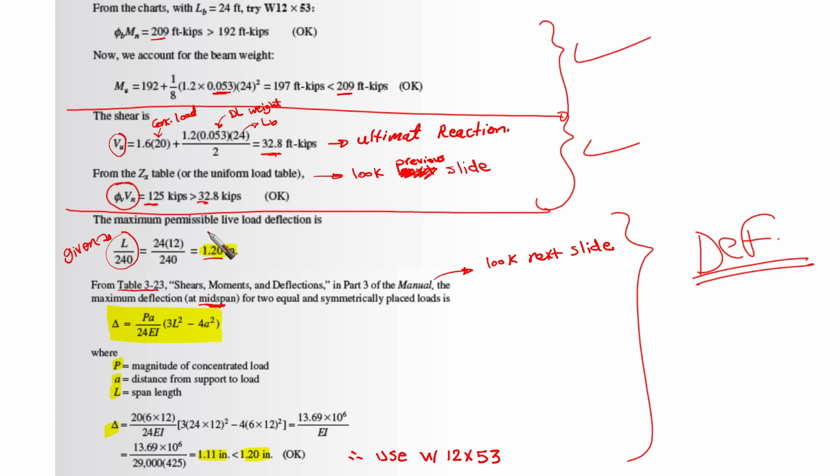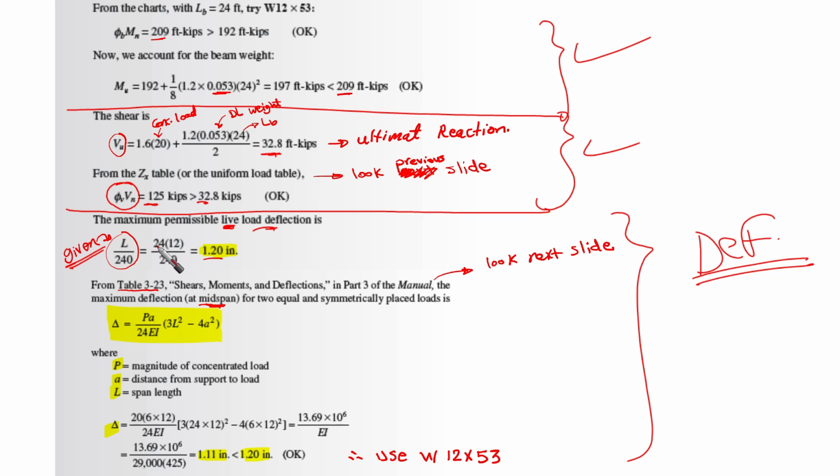The maximum permissible live load deflection, remember that we have only live load deflection to be considered. We are not considering dead load, as we said for steel beams. I have mentioned this in the previous video, because the dead load, or the own weight, is always accounted for by using pre-cambering. So anyway, they said to us there is a limit here, which is L over 240.